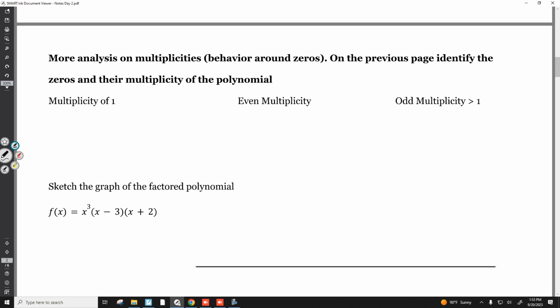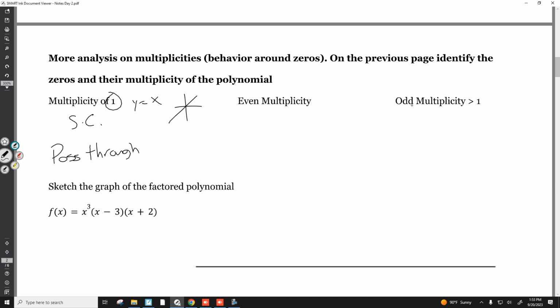Multiplicity of 1. We said that there was a sign change. Great. But we're going to be more specific. We passed right through your 0 when you change your sign. It's just like y equals x, whose multiplicity is 1, passes straight through.